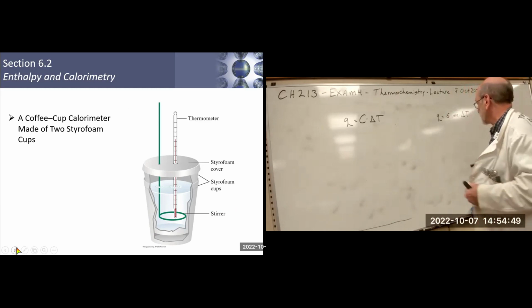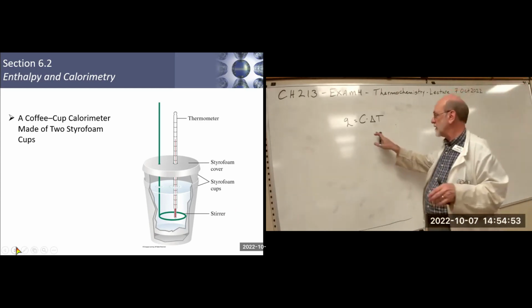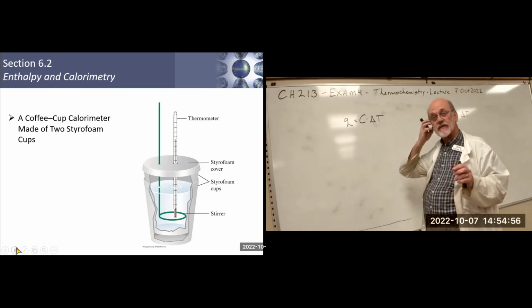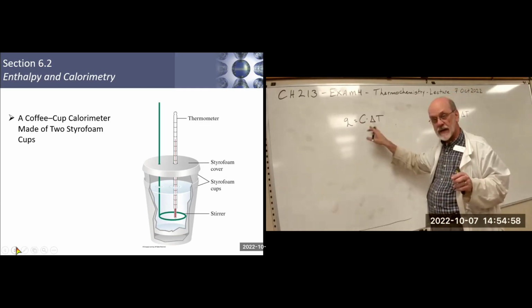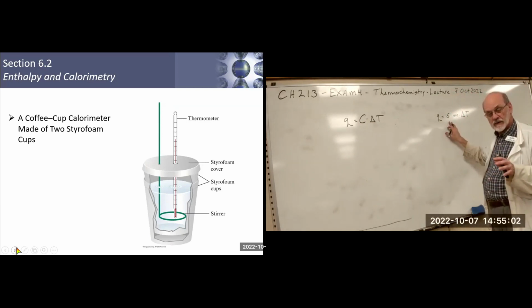Professor Dave described using the heat capacity in this type of formula and the specific heat capacity in this one.